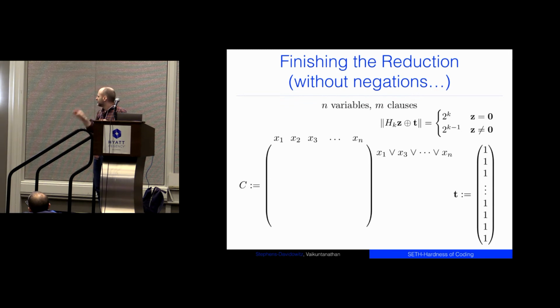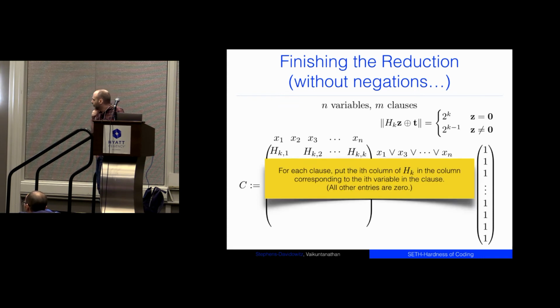So say I have some gigantic clause, x1 or x3, all the way up to xn. What I'll do is I'll just put the first column of my Hadamard matrix in the column corresponding to the first variable, x1, the second column in the column corresponding to the second variable, x3, et cetera. And I'll just fill up this matrix like this. Then I'll do it for another clause and for another clause, et cetera. In general, I put the ith column of Hk in the column corresponding to the ith variable in the clause. And everything else is just 0.